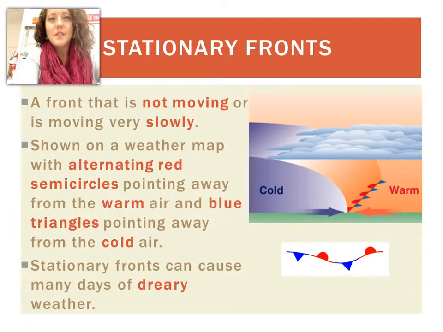Finally, if we have an object that is stationary, that means it's not moving. So a stationary front means that it is either not moving, it's kind of camped out over an area, or it's moving so slowly that it appears to have no motion at all. When you see it on a weather map, you'll see alternating red semicircles that point away from the warm air and blue triangles that point away from the cold air. So stationary fronts can cause many days of really dreary weather, so you're not going to see the sun for a long time if you have one of these fronts stationed over where you live.